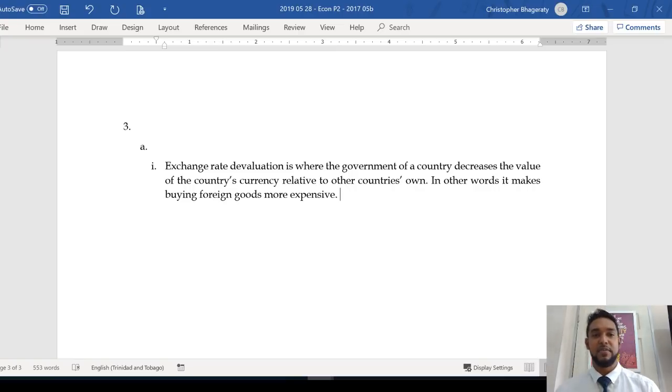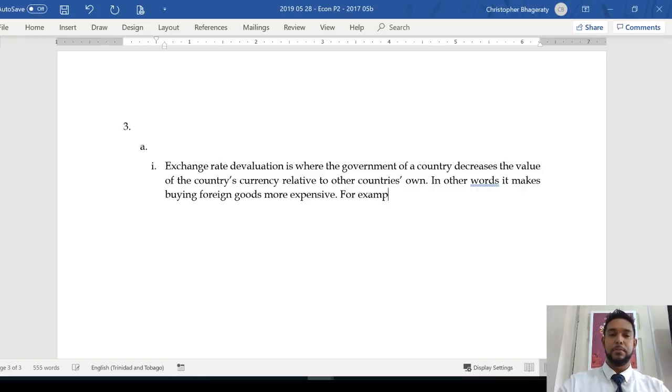So exchange rate devaluation is where the government of a country decreases the value of the country's currency relative to other countries. Right, good. In other words, it makes buying foreign goods more expensive. How many marks was it? That was just 2 marks? Yeah. If you want, you could give an example, right?